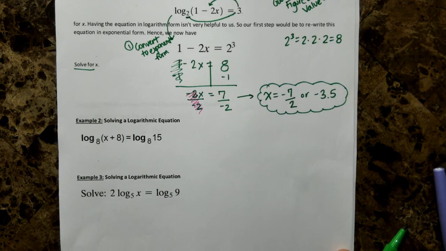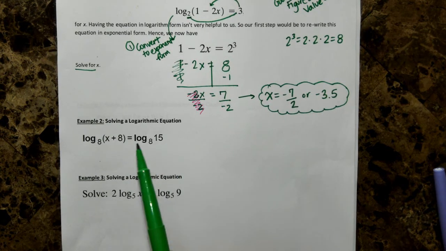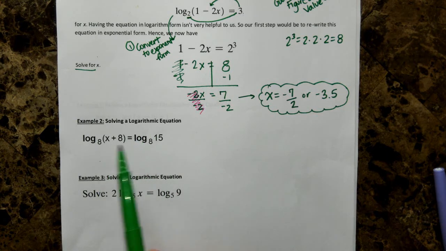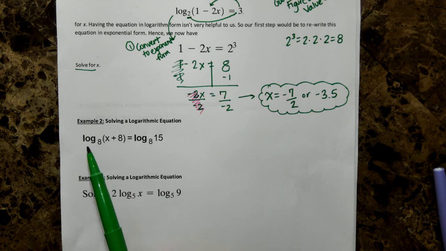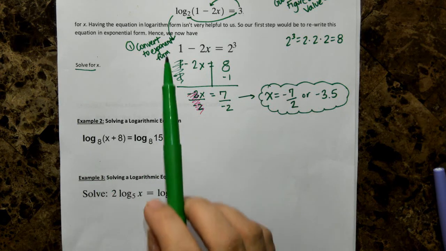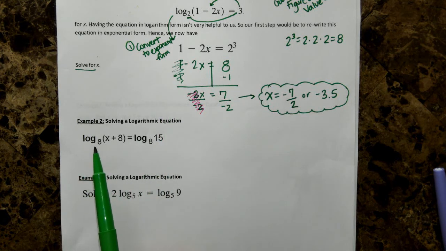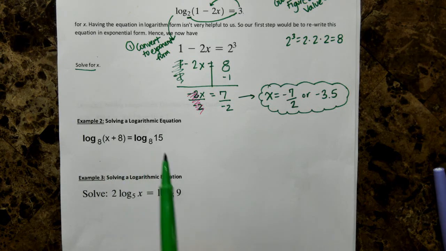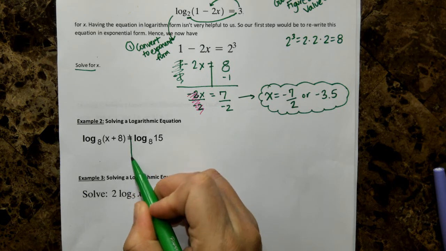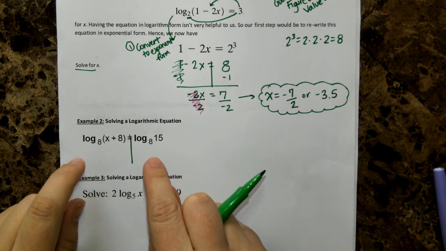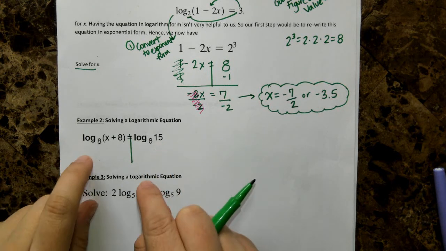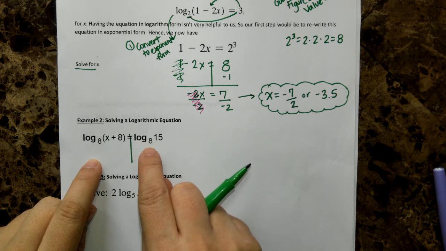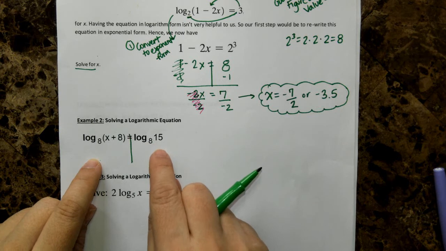All right, moving on. Example number 2. We're given a logarithmic equation. We have two things that are equal to each other. Now this one actually has 2 logarithms involved, not just one log. Log base 8 of x plus 8 equals log base 8 of 15. Now notice that on my two sides of the equation, there's a logarithm on each side. There's a logarithm base 8 on the left-hand side of something and logarithm base 8 of 15 on the right-hand side. So there's two logarithms.